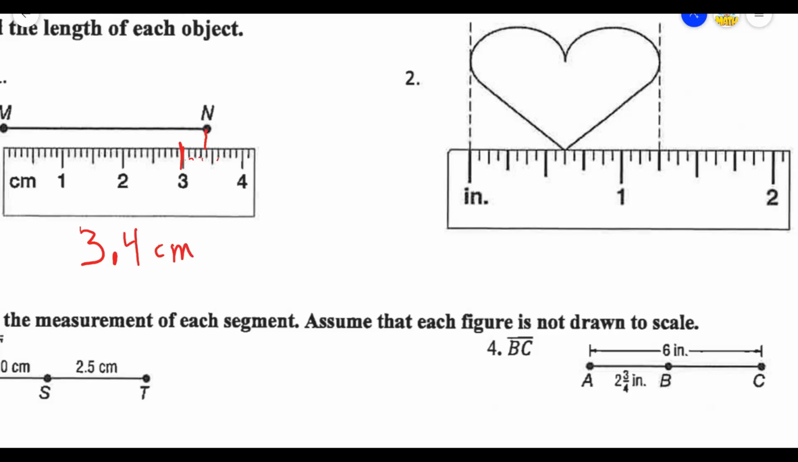Okay. Now when we're measuring in inches, this is going to be different. Look at how many tick marks we have here. 1, 2, 3, 4, 5, 6, 7, 8, 9, 10, 11, 12, 13, 14, 15, 16. So each of those tick marks is a 16th. So here I have 1 whole inch. And then what do I have left? 1, 2, 3, 4. That's 4/16, or just simply 1/4 of an inch. So this would be 1 1/4 inches.